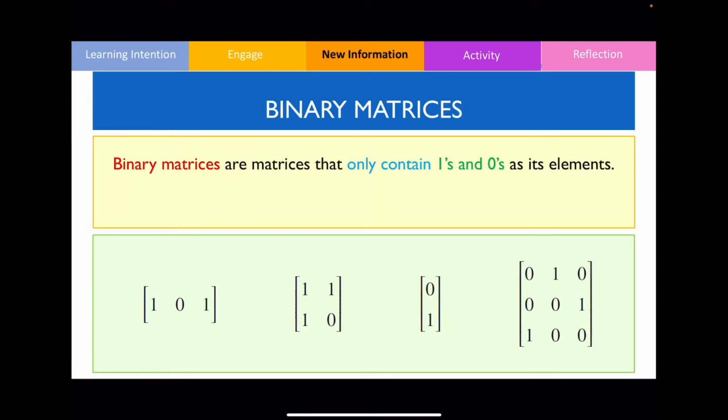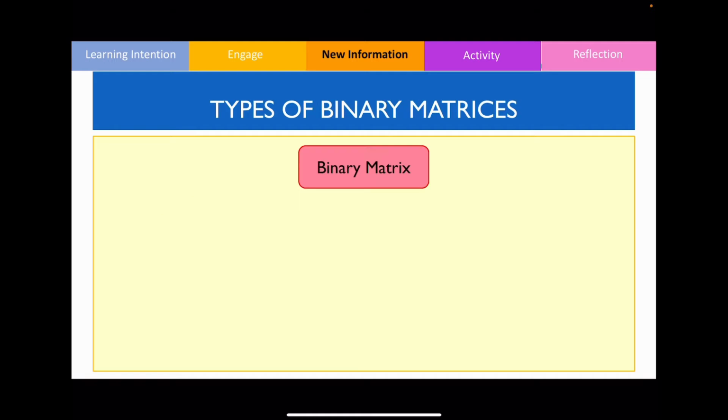So the first thing I'm going to be talking about is defining what a binary matrix is. As you can see down below, binary matrices are matrices that only contain the numbers 1 and 0 as their elements. A binary matrix can take the shape of a square or a rectangular array, but I've underlined square because that's the most common form we see. Now, there are different types of binary matrices that we'll be unpacking in today's lesson. There are 4 types of binary matrices.